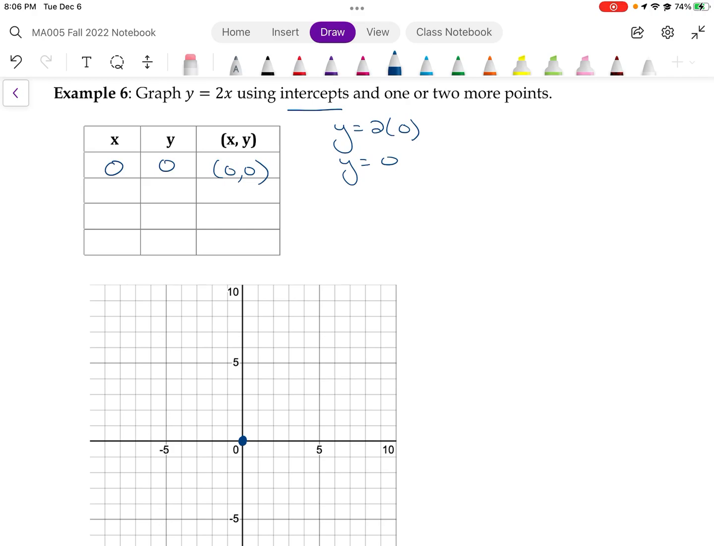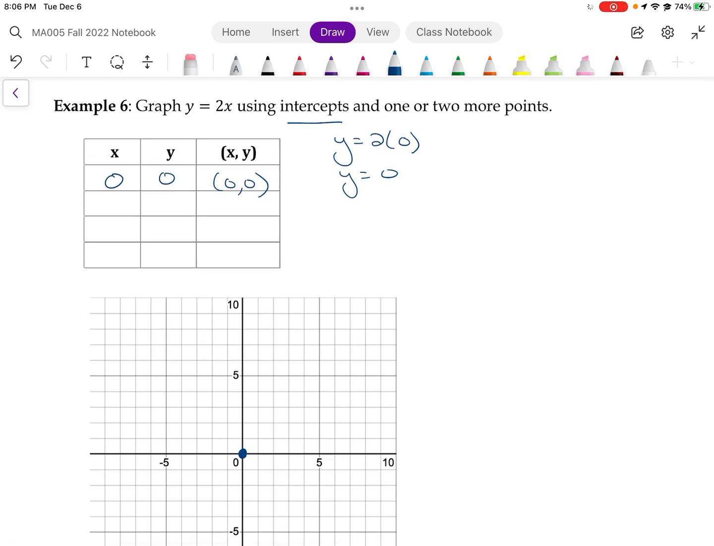So now that means we're going to have to find 2 more points. All right, so how about if x equals 1? So we've got y equals 2 times 1 equals 2. So y equals 2. So we get 1, 2. All right, let's try another one. I'll do a different color so I can separate these. So let's graph that one. So we've got 1, 2 right there.